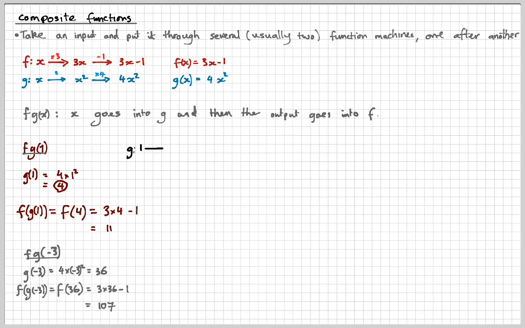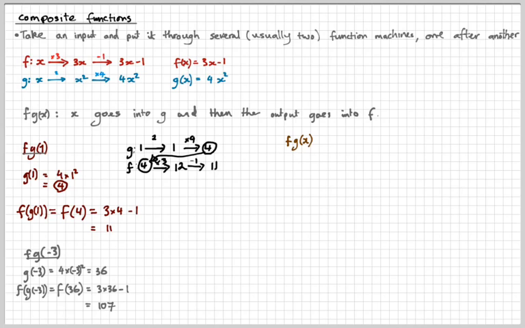Let's take that idea and clarify it by looking at function machines. In the first one, we took 1, squared it, and timesed it by 4 to get an answer of 4. Then we took this output and put it into f. When you put 4 into f, you times it by 3 and subtract 1, and this gives you the final answer. That relates to the first point, where I said you take an input and put it through several function machines, one after the other.